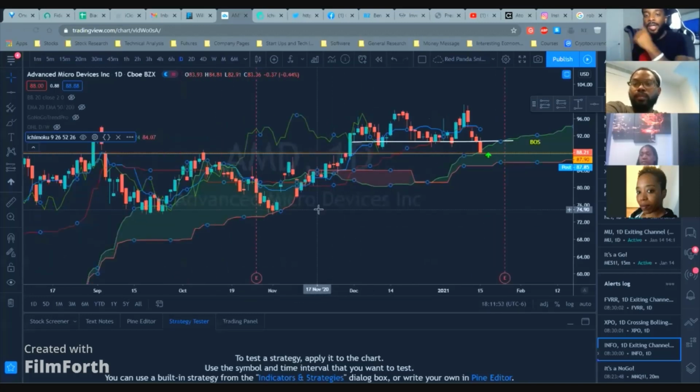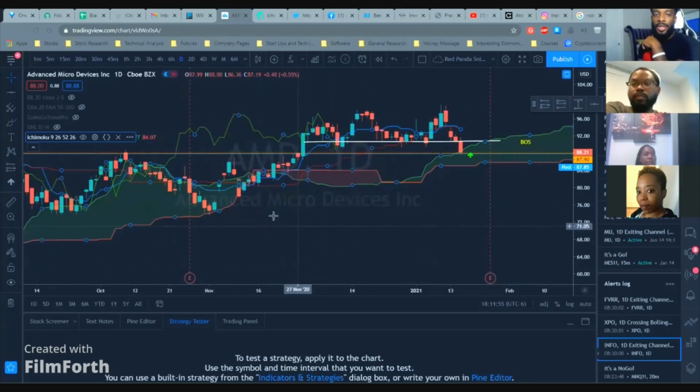But yeah, for anybody that came out, this is just the Ichimoku cloud. I was just showing it, and you look for a cross. When the blue line crosses the red line, that tells you your signal to buy, and when it crosses down, that's your signal to sell.